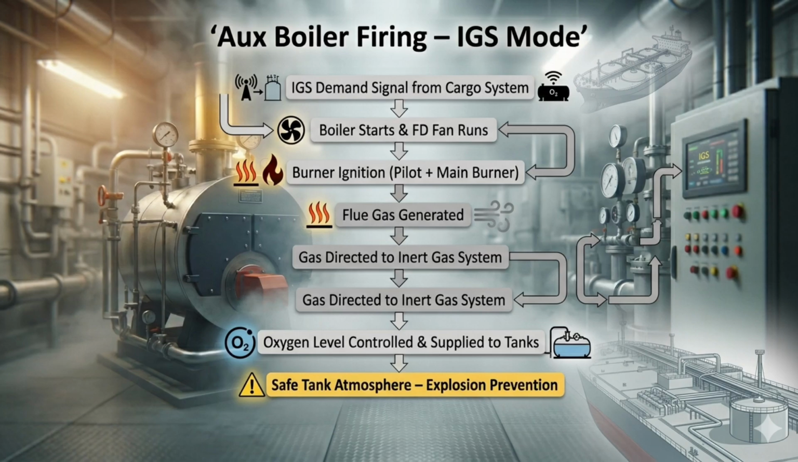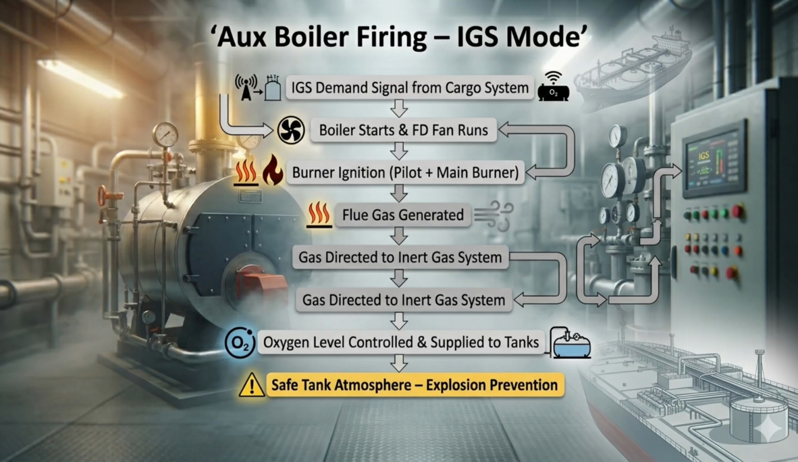In this mode, when there is a demand from the inert gas system, the boiler starts automatically. The FD fan runs, followed by proper purging, and then the pilot burner ignites, followed by the main burner. Once stable combustion is achieved, flue gases are generated and directed towards the inert gas system.